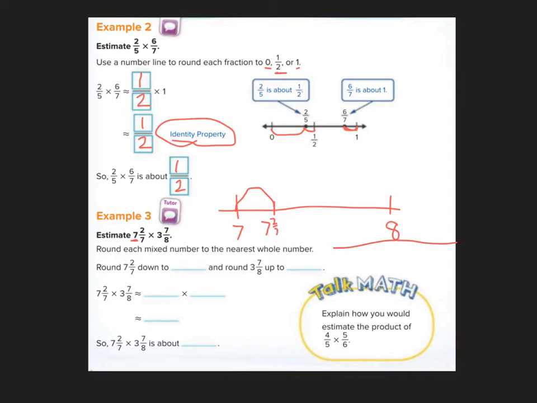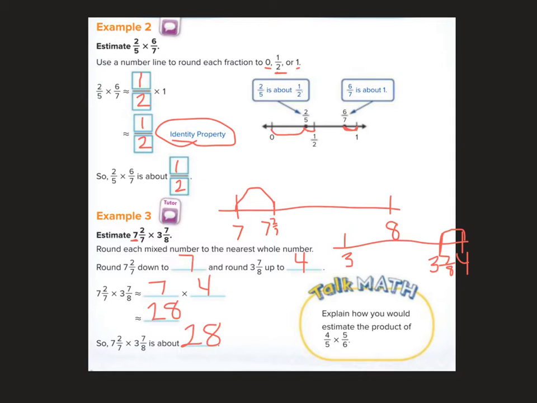And then 3 and 7/8 would be between 3 and 4. 7 out of 8 total pieces is about here, 3 and 7/8. So that one's going to round up to 4. So 7 times 4, that's about 28. So my answer should be right around 28.